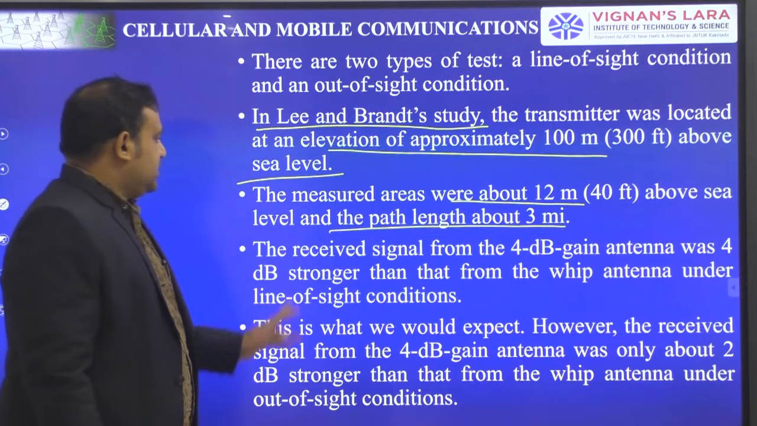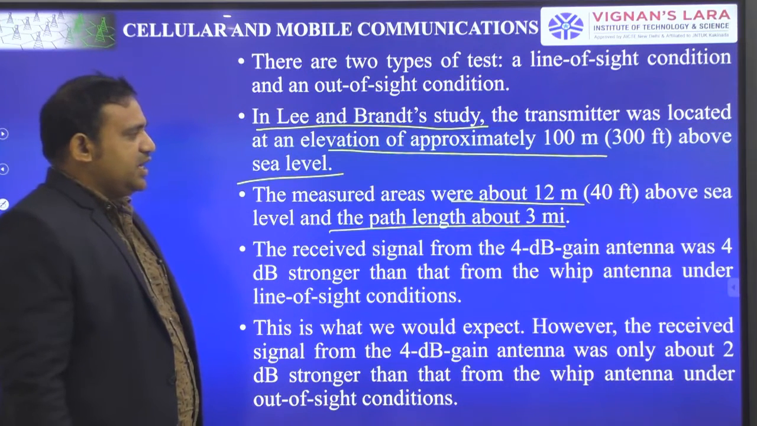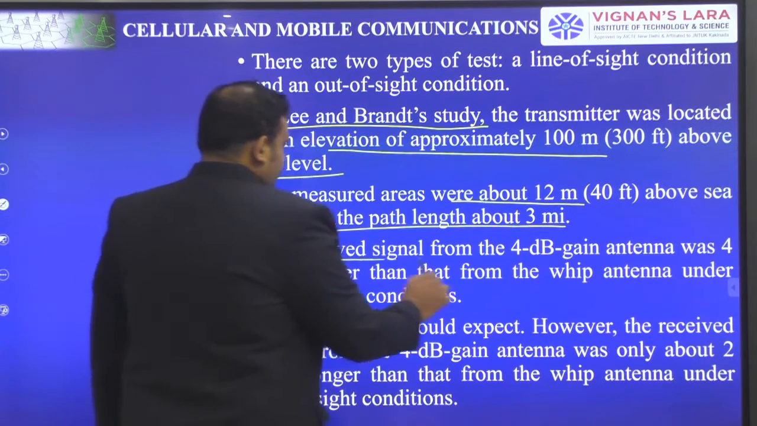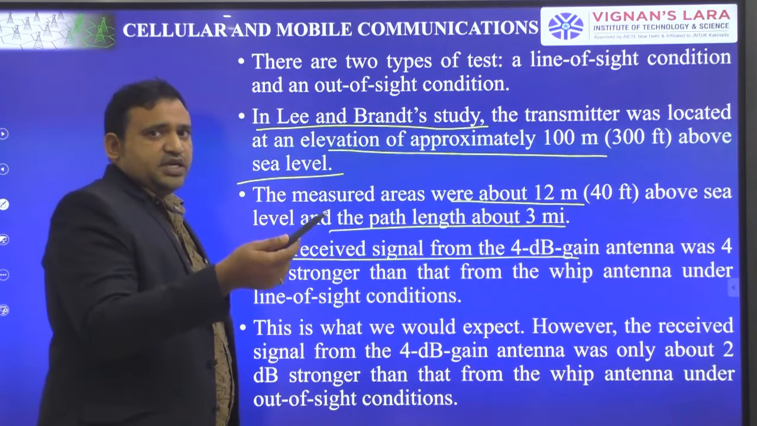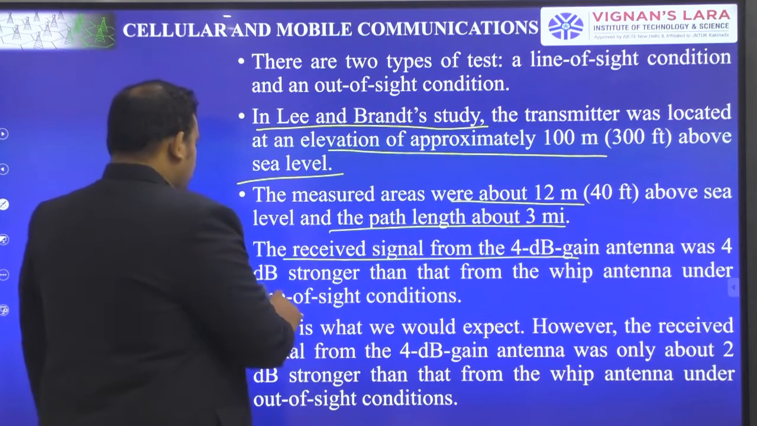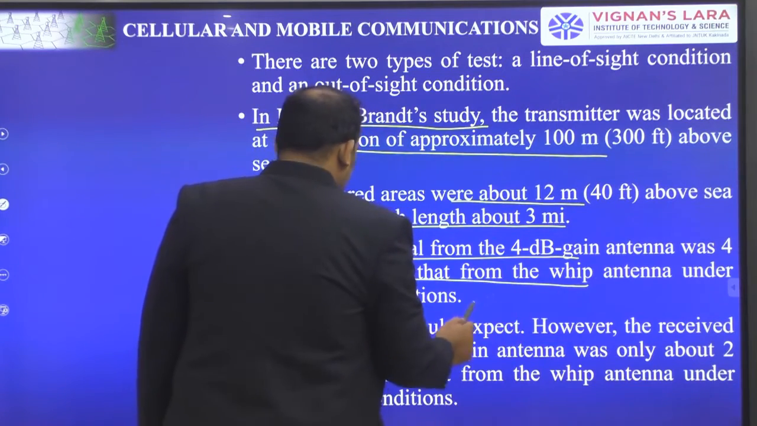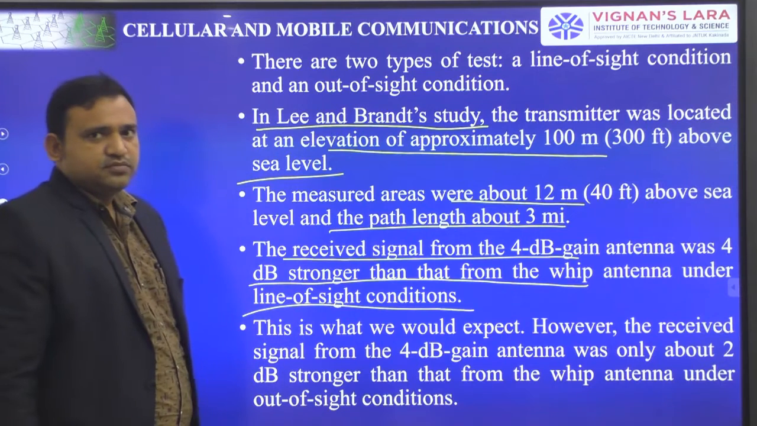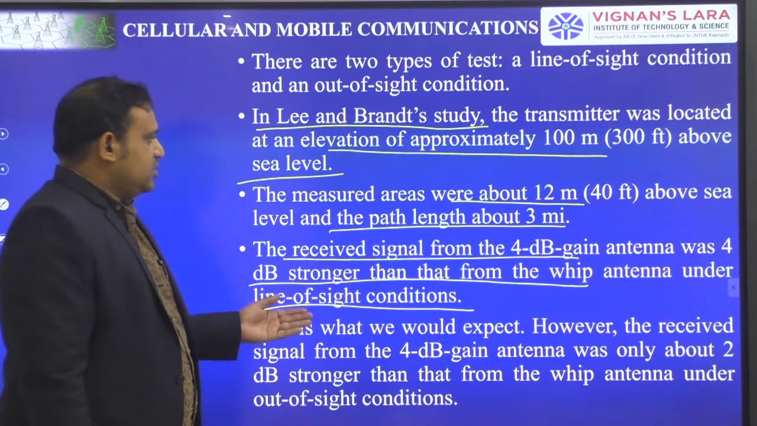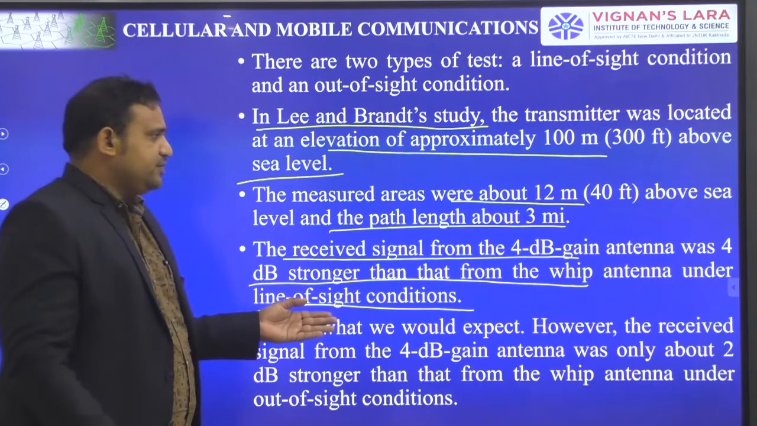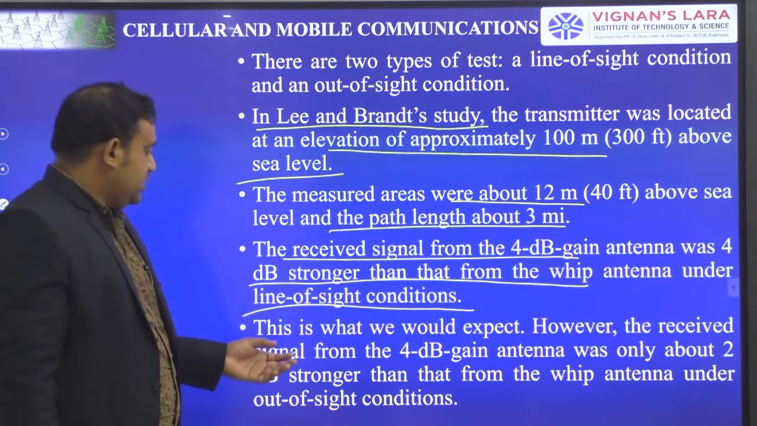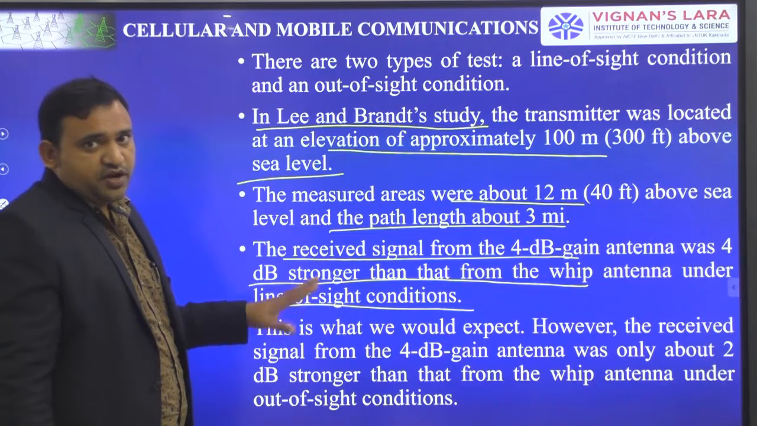So in this case, the received signal from the 4 dB gain antenna was 4 dB stronger. The received signal from a 4 dB gain antenna, where the 4 dB gain antenna is the transmitter, is 4 dB stronger than the whip antenna under line of sight condition. Whip antenna is nothing but a type of roof antenna. So the transmitter is a 4 dB antenna, and it is 4 dB stronger than the whip antenna. And that is the line of sight condition.